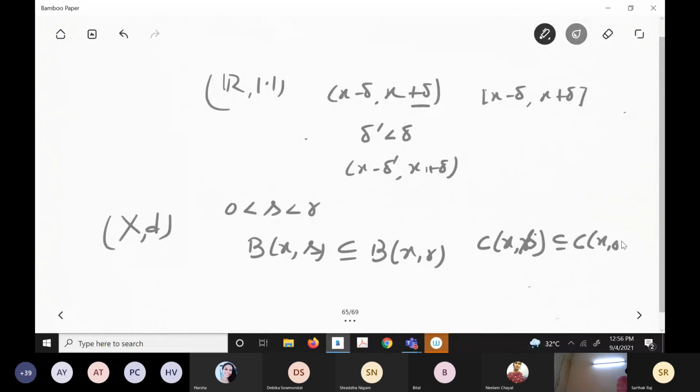Okay? But here you look, be careful. Here, if delta prime is strictly less than delta, then this interval will be contained strictly inside this. That means it will be bigger. But in a geometric space, they may be equal. So how can it be equal? That's why I'm saying be careful about this metric space, (X, d), the discrete metric space.